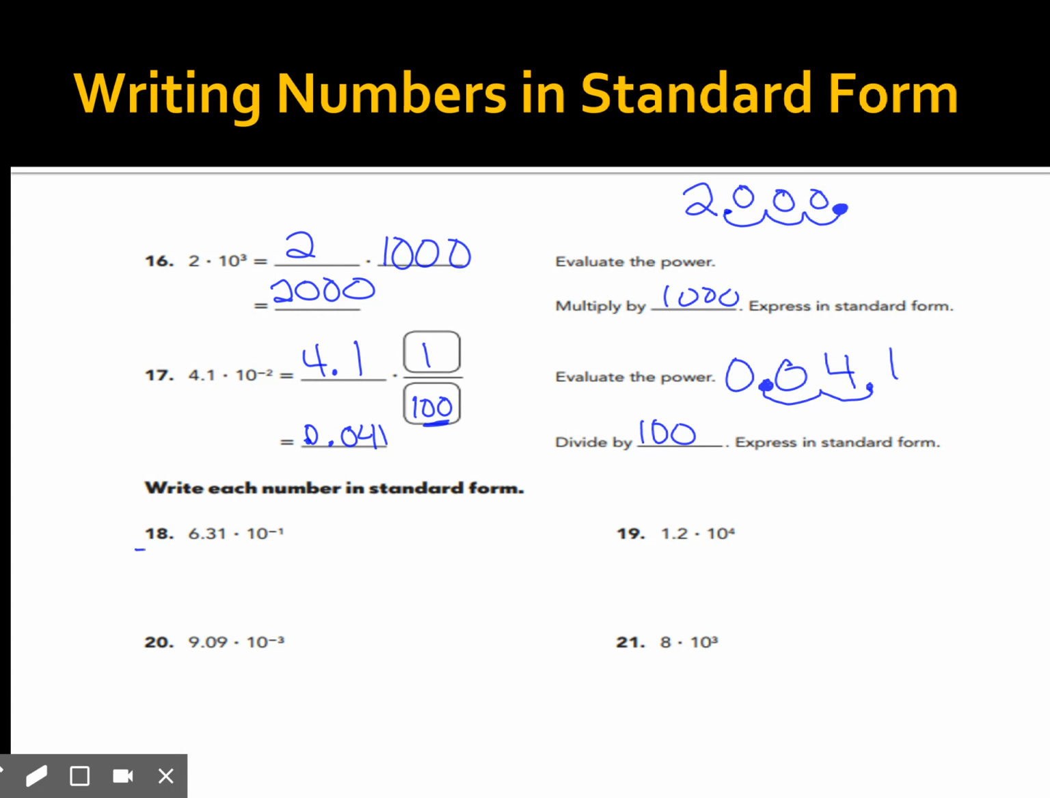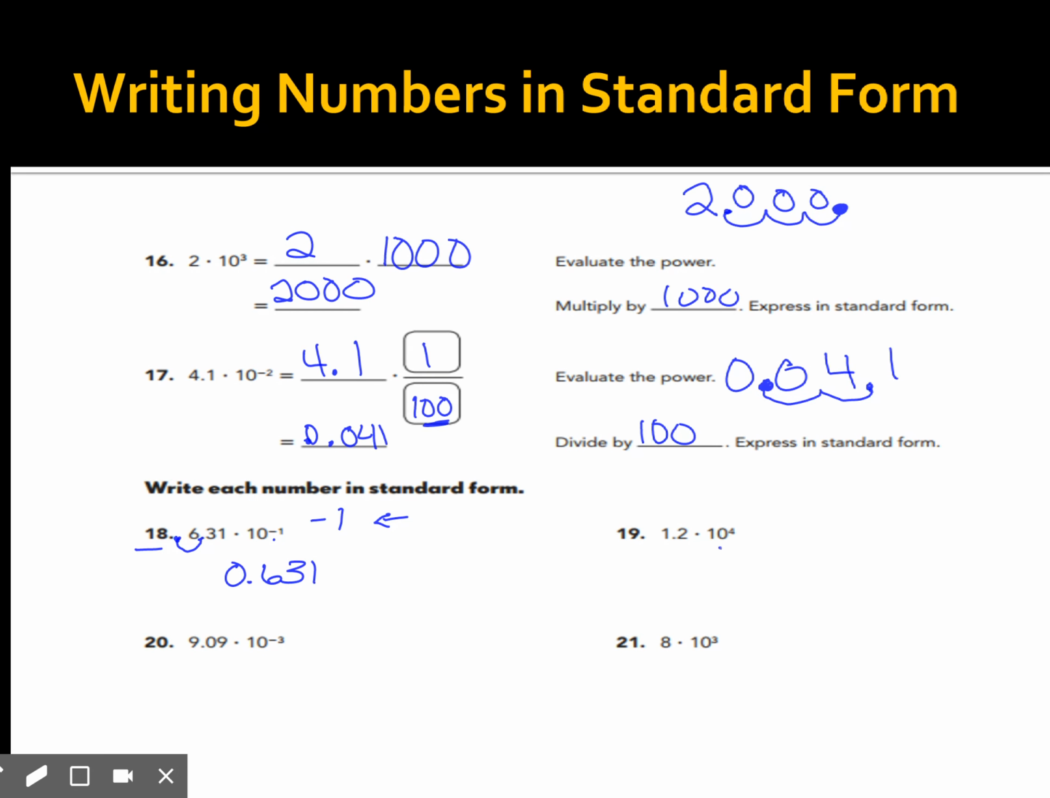So number 18, 6.31 times 10 to the negative 1. I'm just going to do this by moving the decimal. I think you might find that easier. Because it's a negative 1, I'm going to move my decimal to the left. So I just bring my decimal over here, and my answer would be 0.631.